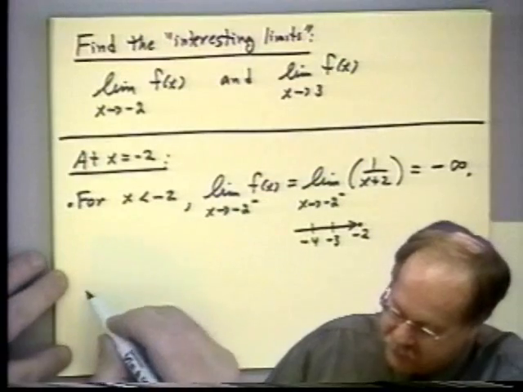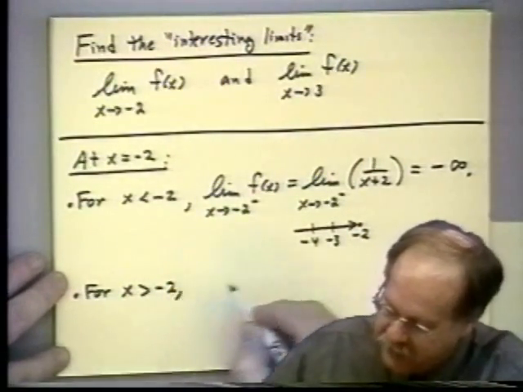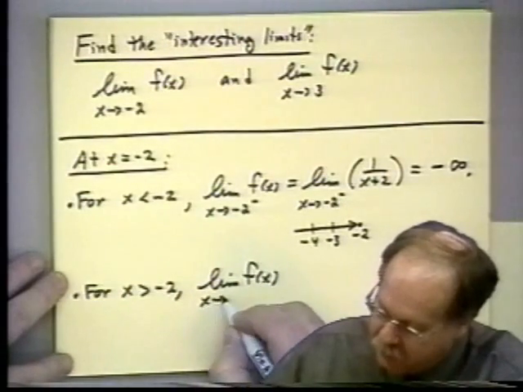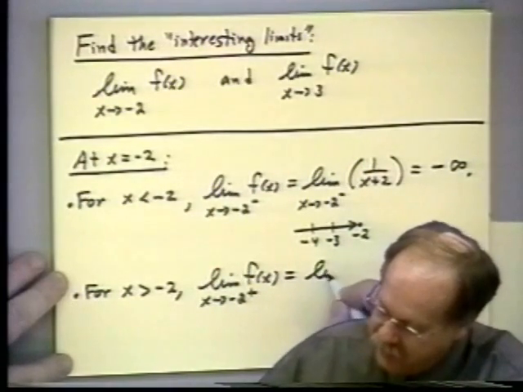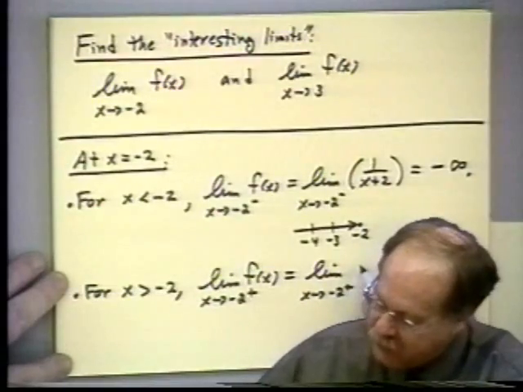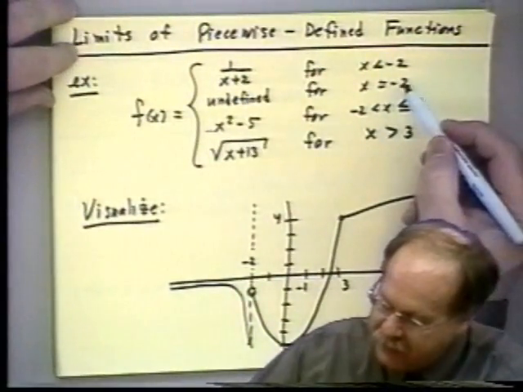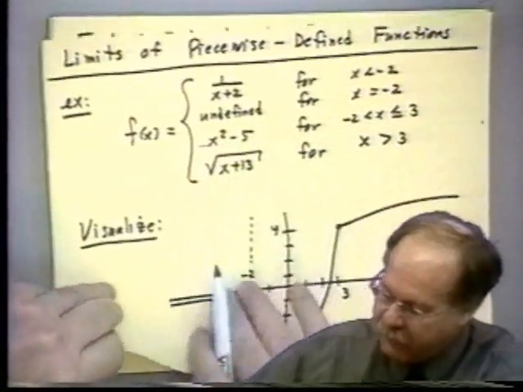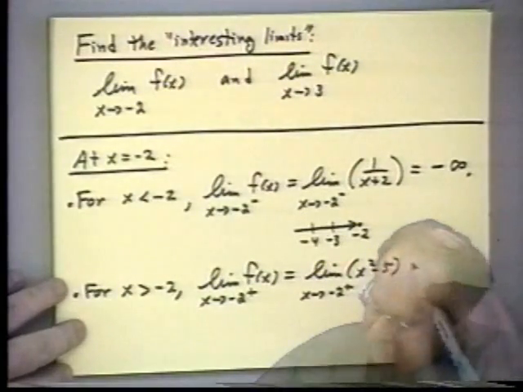Okay, well that's for x less than minus 2. What about the other direction? For x greater than minus 2, the limit of this function as x approaches minus 2 from above, there's that notation. And what was the function above? Let's go back here and look. At minus 2 it was nothing. Above minus 2 it was x squared minus 5. So this is the limit of x squared minus 5.